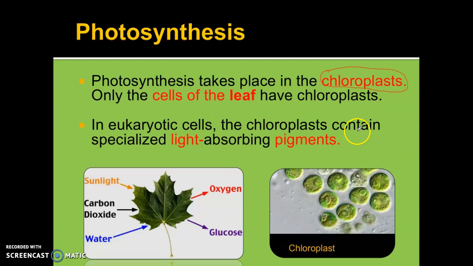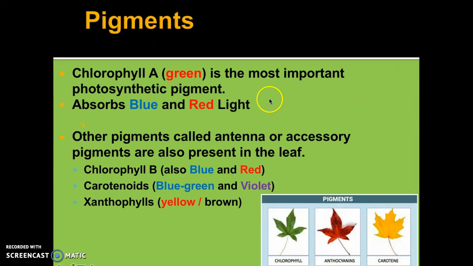In eukaryotic cells, the chloroplasts contain specialized light-absorbing pigments. And what you need to know about pigments is that they're kind of like proteins. These are the ones that are going to be absorbing the sunlight from the atmosphere, through these pigments. Some of the pigments found in these chloroplasts are called chlorophyll A, which is a pigment that makes the plants or the flowers or the leaves appear to be green. And this is the most important photosynthetic pigment, and I want you to remember the name of this pigment, chlorophyll A, which absorbs blue and red light.